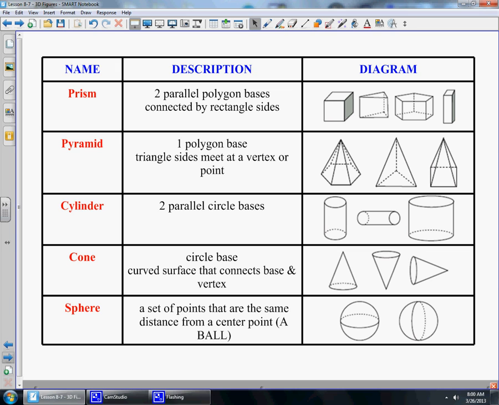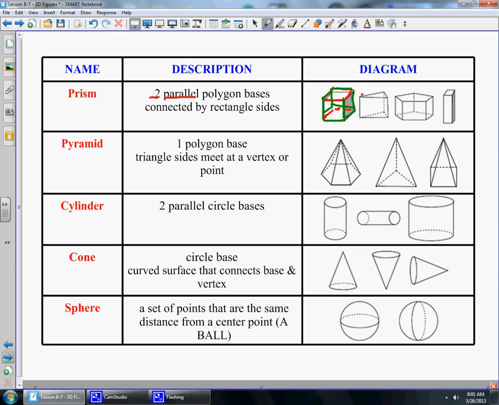Alright, so the first figure we're going to talk about is a prism. A prism has two parallel polygon bases and they're connected by rectangle sides. So if you look at this, there's a square on the top here, and there's a square on the bottom, and then they're connected by rectangles on the sides. And in this case, the rectangles are squares. So this would be called a square prism, or a square prism is really called a cube.